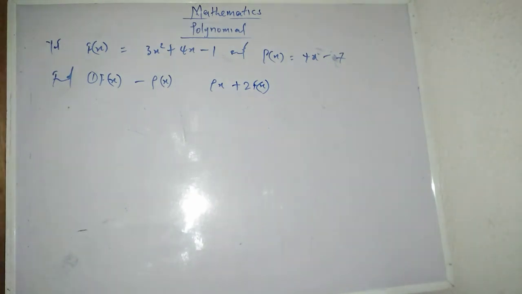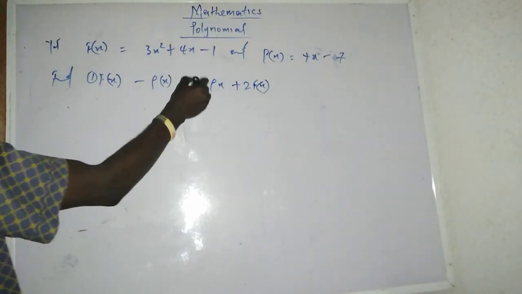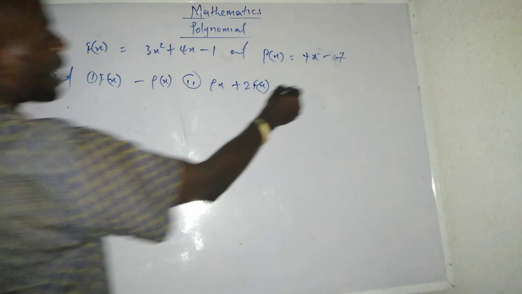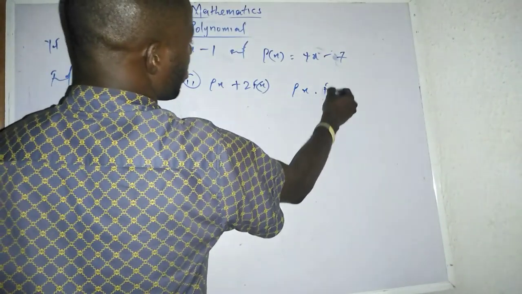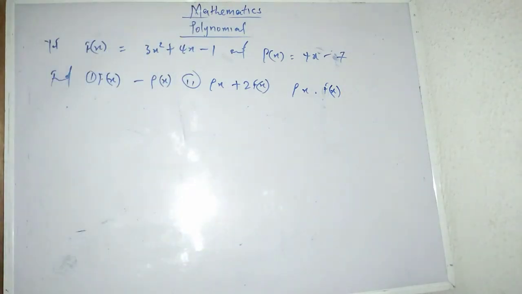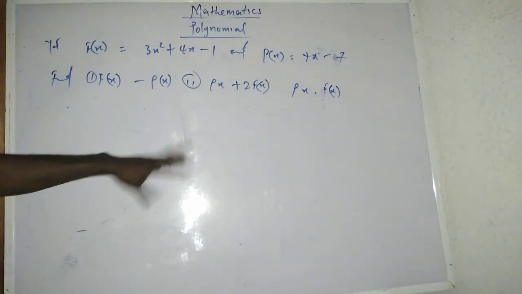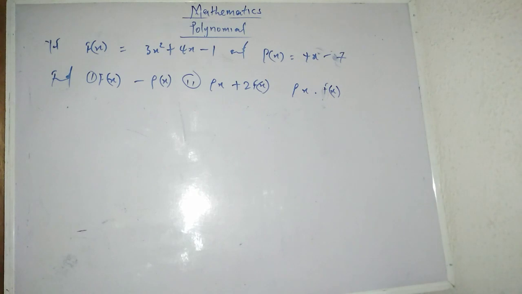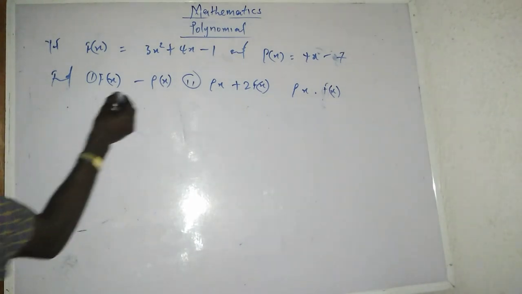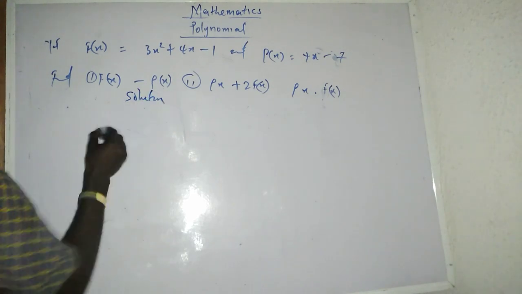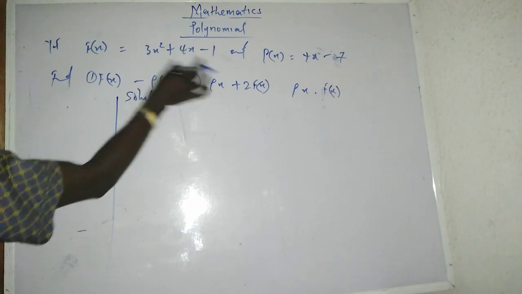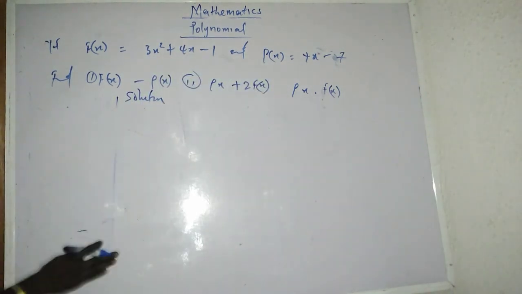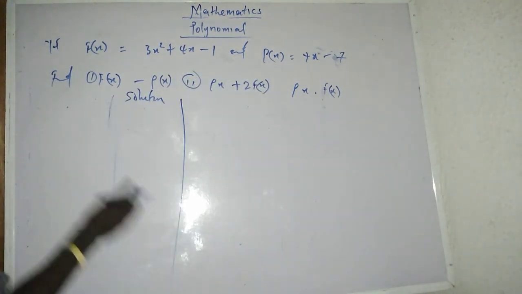Now, all these are operations on polynomial. I can also say p of x and f of x. Now, this one I'm referring to subtraction, addition, multiplication. Now, if I should multiply, the first one is the first solution. Let me try to divide it. F of x is this, p of x is this.